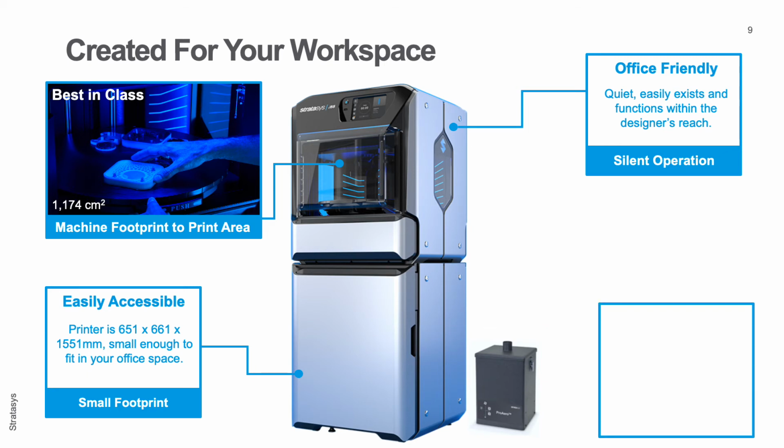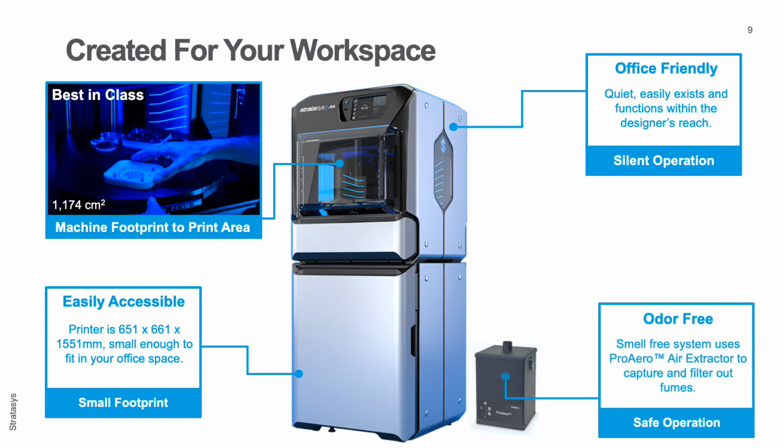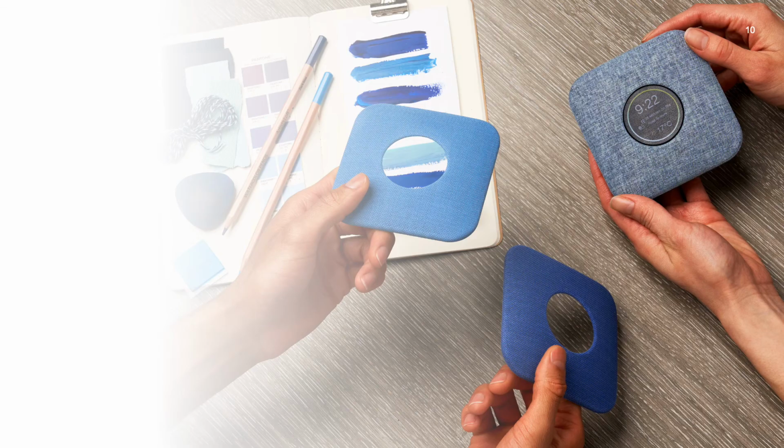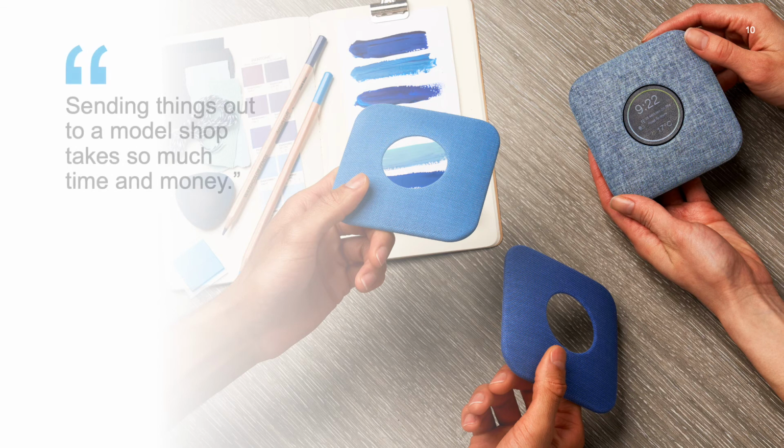And there's no smell. It's odor-free thanks to the special Pro Aero air extractor system and the ability to capture and filter out any types of odors. The J55 is truly created for where you work and how you work. So why waste time and risk your designs by sending things out when you can bring powerful possibilities in-house?